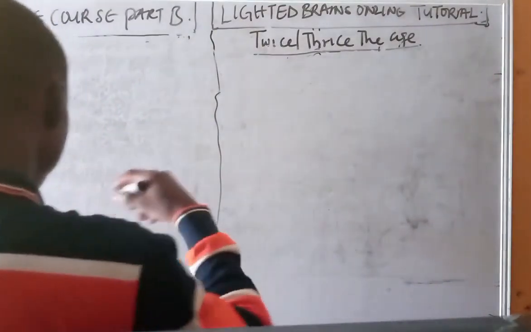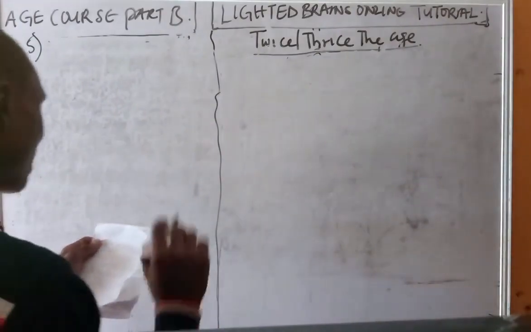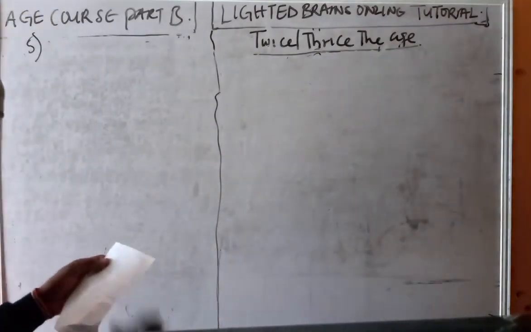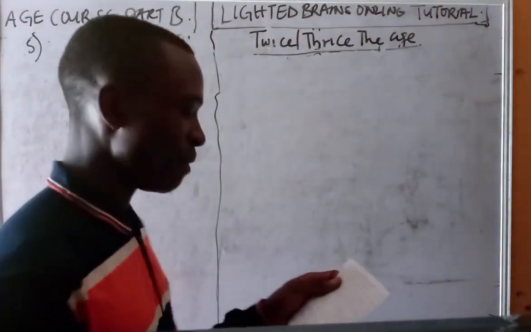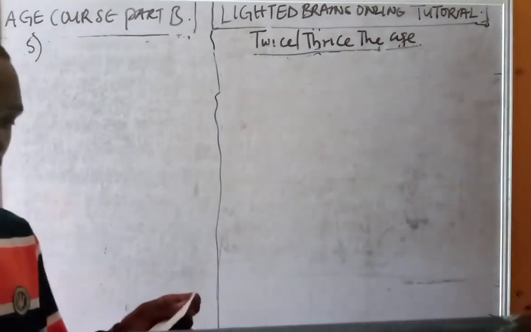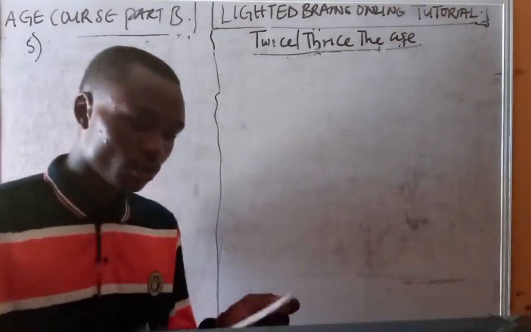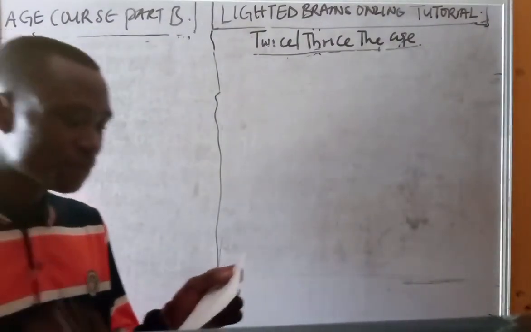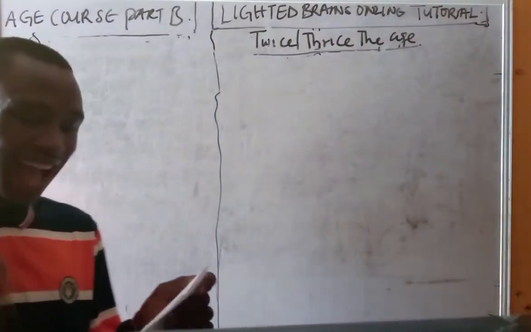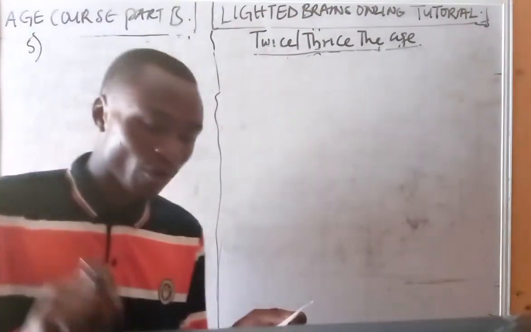All right. So the question says that Amaka married 10 years ago. Now write down. Amaka married 10 years ago. Today, her age is 7/5 times her age at the time of her marriage.